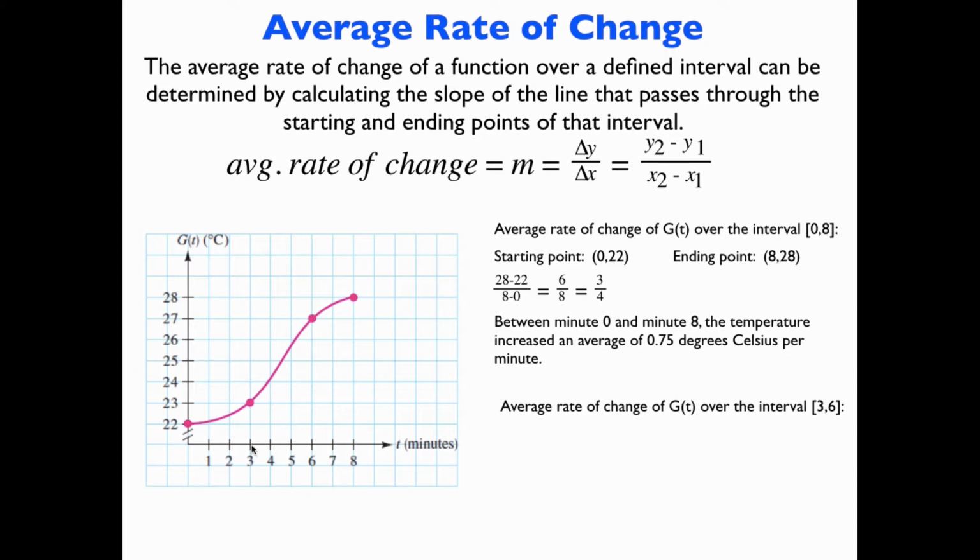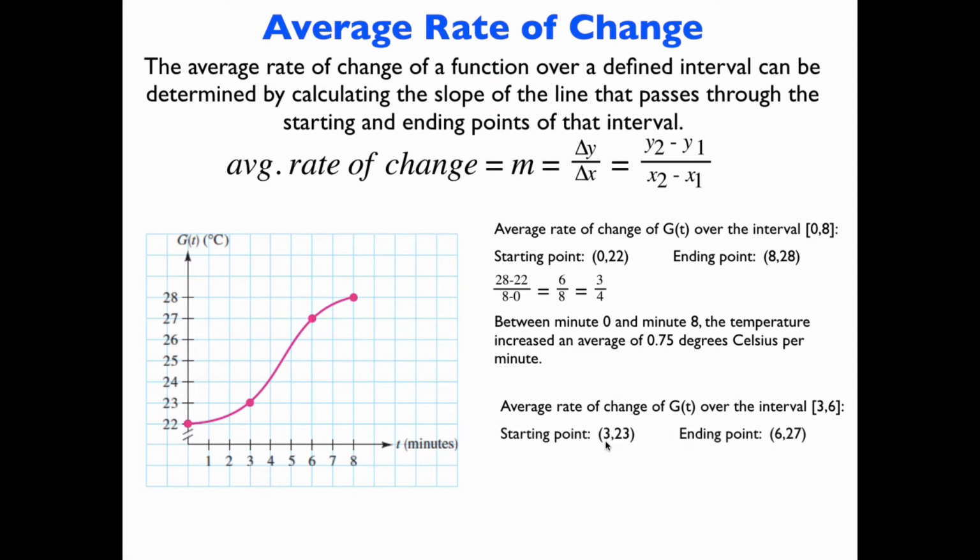So, starting here at t equals 3, the output is going to be 23 degrees Celsius. At t equals 6, the output is 27 degrees Celsius. All right, and if we can just ballpark it, going from this point to this point looks a little steeper than going from this point to that point. So I'm expecting a rate of change that is greater than 3/4 of a degree, or 0.75 degrees Celsius per minute. So let's see what we got.